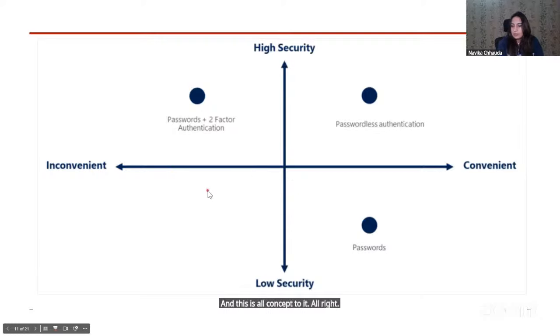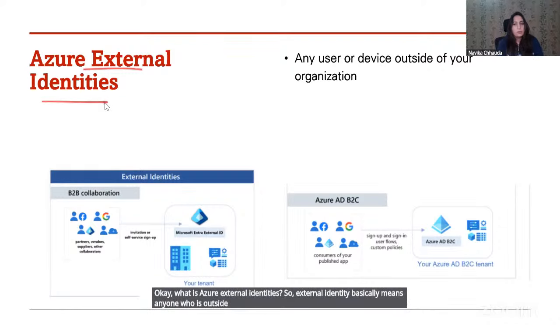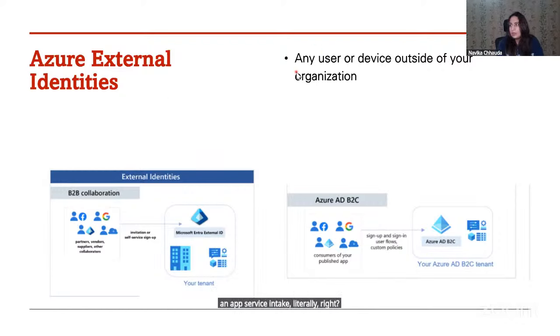I hope this concept is clear to you. Going on to the next slide. Okay, what is Azure external identities? External identity basically means anyone who is outside of the organization. It could be a device, a person, an app, a service, anything, literally, right? So any user or device outside of your organization is an external identity.